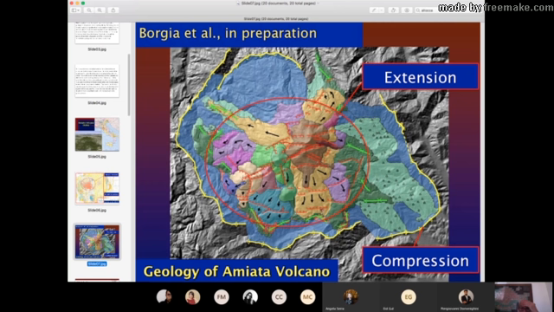It's interesting to know that this light green area is not actually lava flows, but is where you find a very large number of lava blocks right on the slope of the volcano, showing that these lava flows have been dismembered by deformation of the clay-rich substratum.